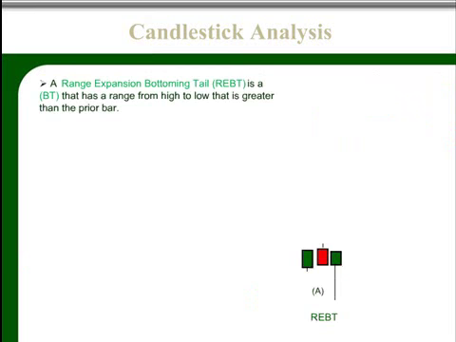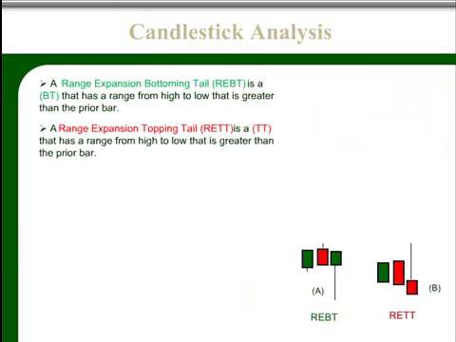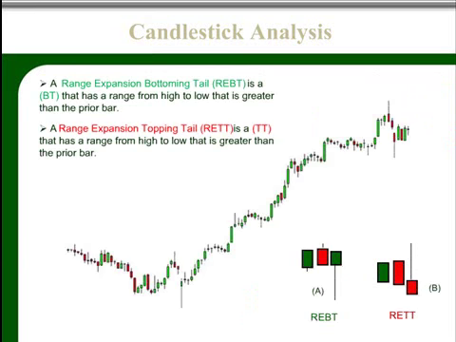A range expansion bottoming tail is a bottoming tail that has a range from high to low that is greater than the prior bar. A range expansion topping tail is a topping tail that has a range from high to low that is greater than the prior bar. Let's look at some examples of range expansion bottoming tail and topping tail bars.